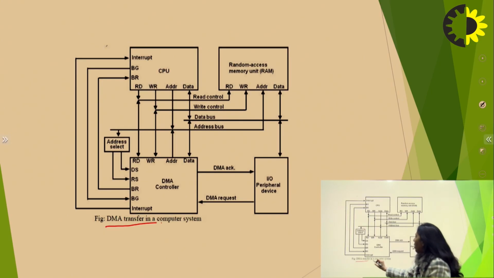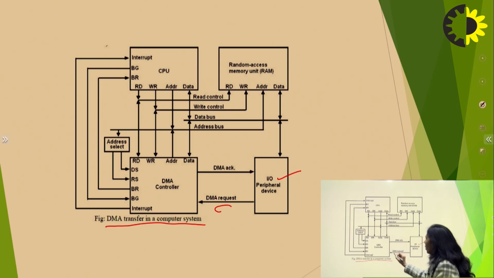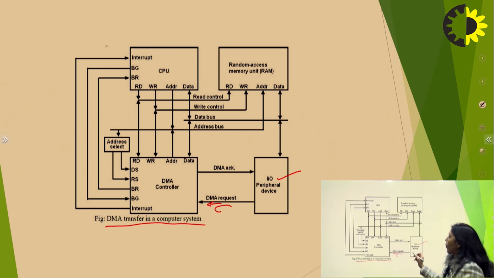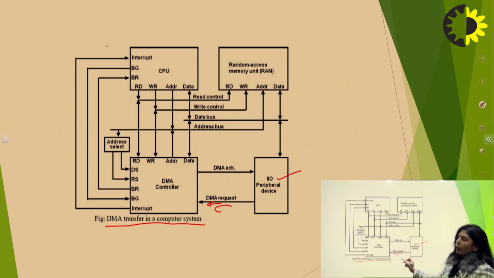This is the DMA transfer in a computer system. What happens? The input-output peripheral device requests for the DMA, like it could be any of the requests to transfer the video information from the hard disk. It can be any SSD. It will transfer the video to the RAM. At that time, it will request the DMA controller to handle this transfer process.